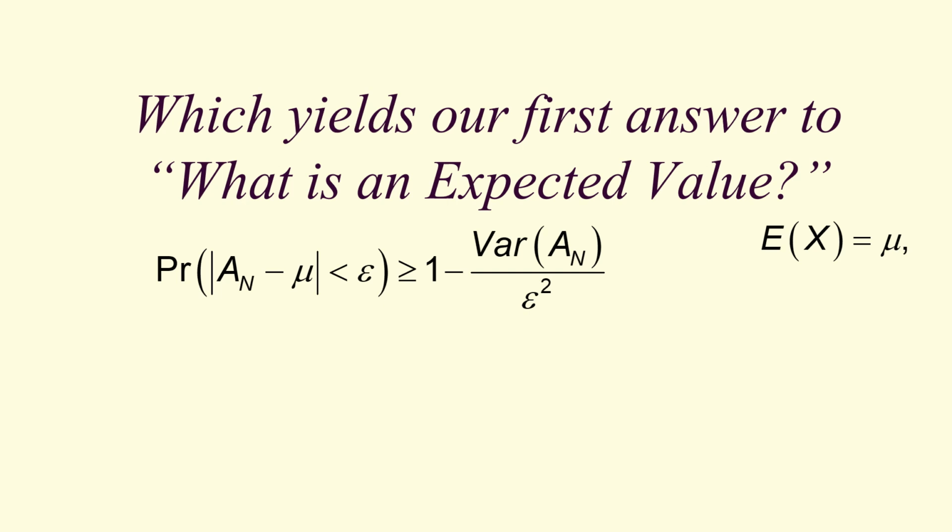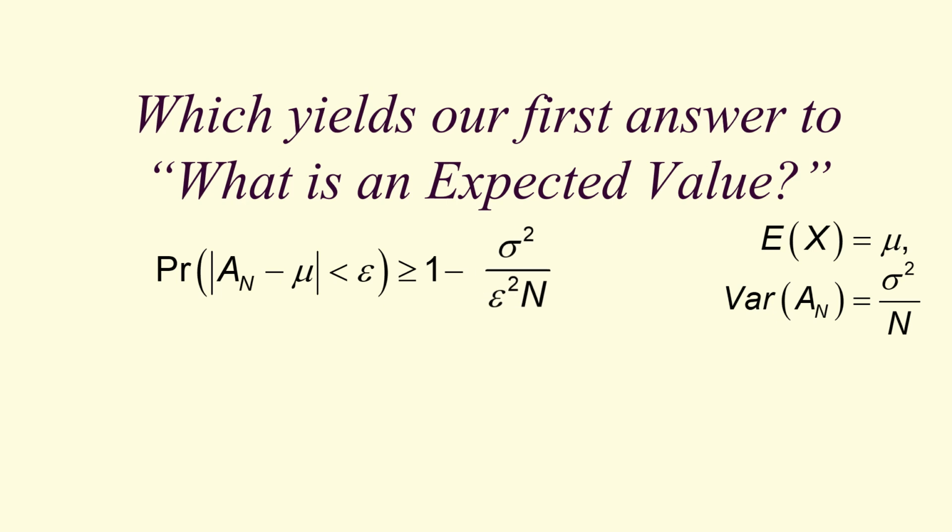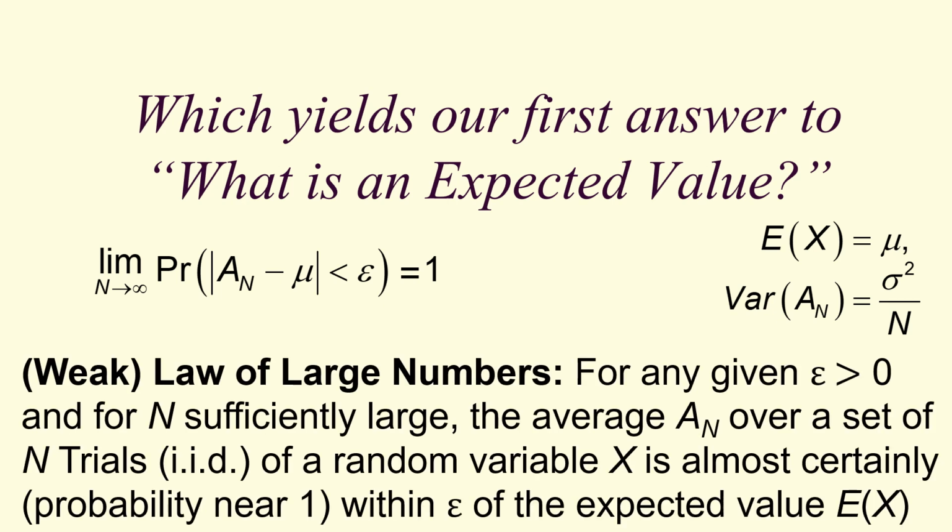We also had shown that the expected value of X, we denote it by mu, and that the variance of A_n is sigma squared, the variance of X, over n. So we substitute that in, and then we're going to take the limit as n goes to infinity. But notice that in the final limit, there's an n in the denominator, and so that limit is going to go to 0. And you can't have probabilities greater than 1, so therefore the limit of this probability is equal to 1. And that's what's known as the weak law of large numbers.